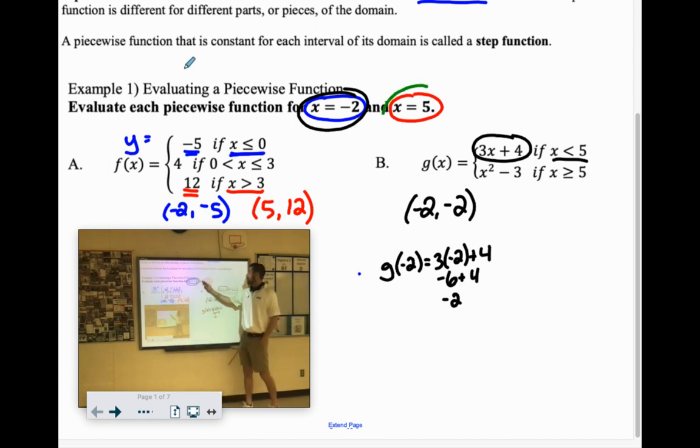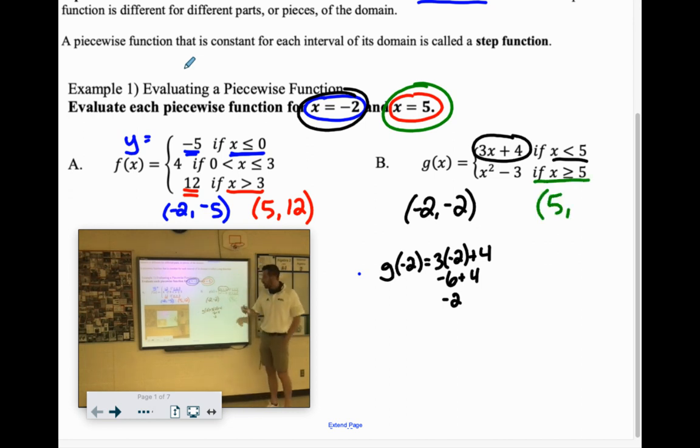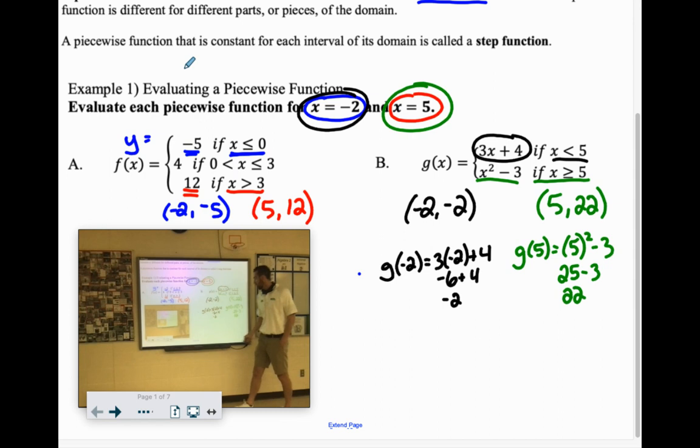Now when we try for 5, let's see. That's greater than or equal to 5, so we're going to use this function. G of 5 equals x squared minus 3. 5 squared is 25, minus 3 is 22. So that would be the corresponding y coordinate.